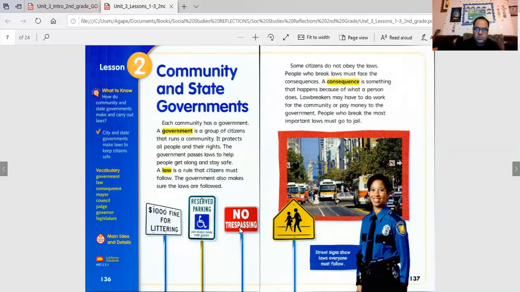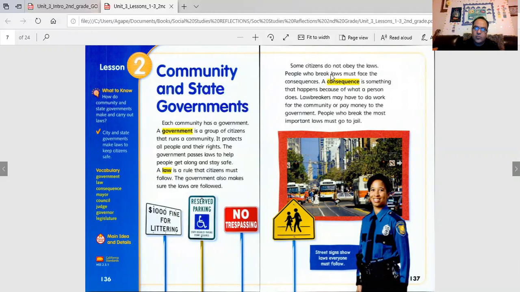If you see a sign that says no trespassing, don't go there. If you see a sign that says reserved parking, don't park there unless you're handicapped. If you see a sign that says $1,000 fine for littering, don't be a litter bug. That means throwing your trash out of the window when you're driving. Don't do that. Crosswalk. If you're driving, make sure that you're careful.